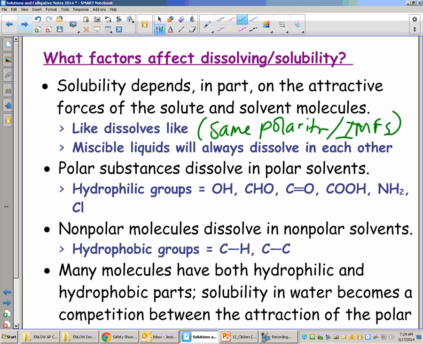I see your hands going like this. Mixable. Okay, mixable. They will become mixed with one another. Miscible liquids always dissolve in each other. That's just because like dissolves like, polar dissolves polar. And then, so this is just a couple extra helpful groups.